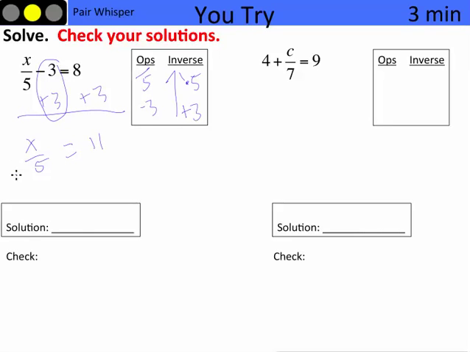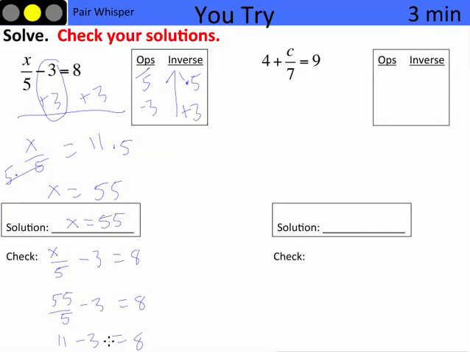Now we're going to multiply both sides by 5. And we get x equals 55. So if our solution is x equals 55, let's check that out. x divided by 5 minus 3 should equal 8. So if x is 55, 55 divided by 5 minus 3 should equal 8. 55 divided by 5 is 11, and 11 minus 3 is 8. So we're right. Let's check the next one.